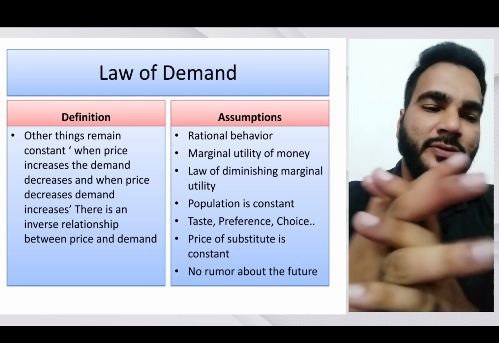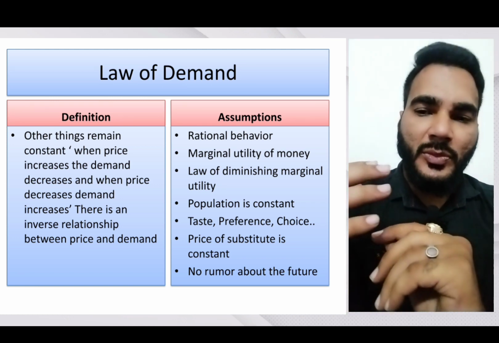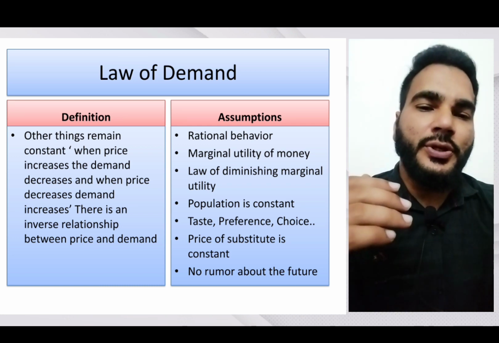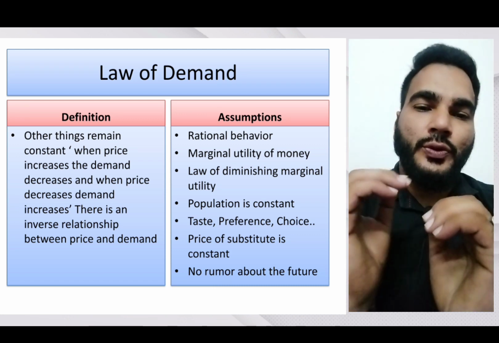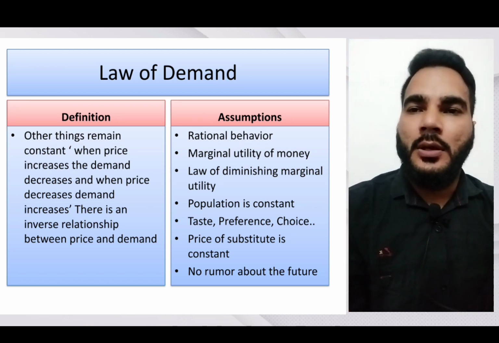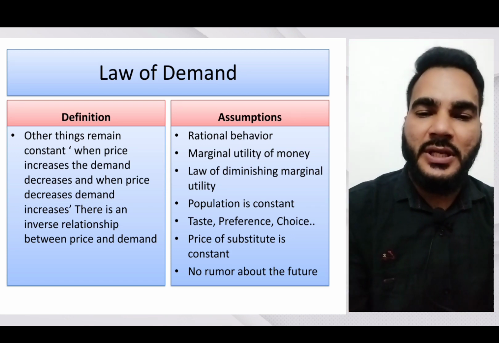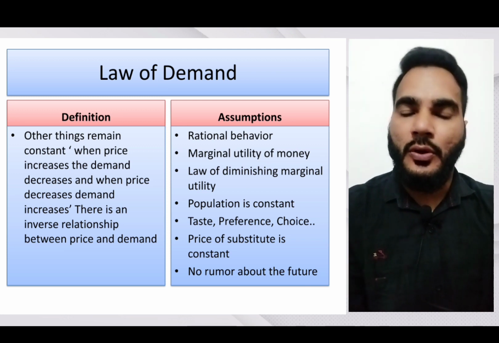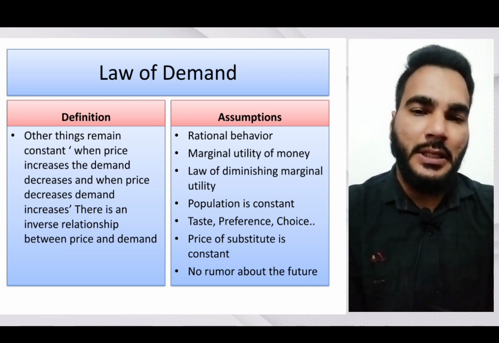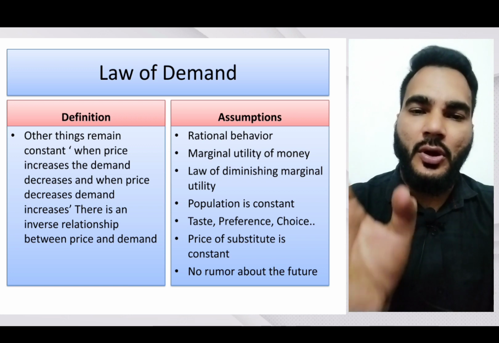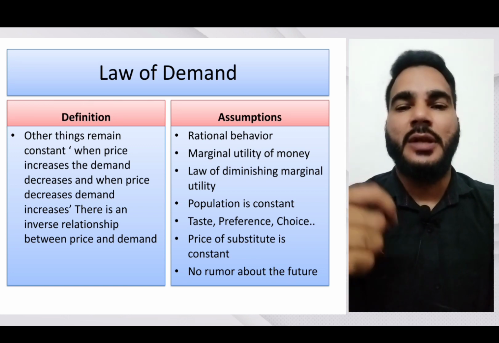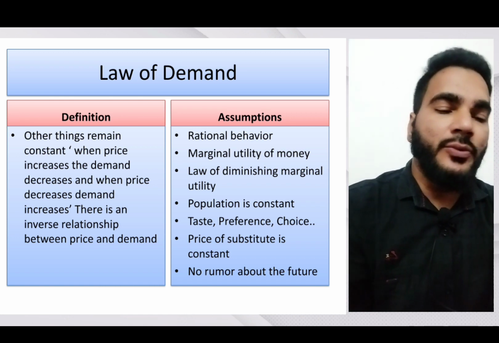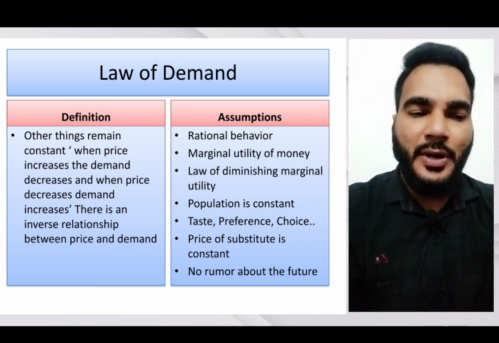Then we have prices of substitute goods. Now if the prices of substitute goods remain constant, like what substitute goods are. Basically we can take the example of tea and coffee as well. So coffee is a substitute of tea. This is the main assumption of the law of demand. We can also consider any two substitutes which can be used in either way. Then we have no rumors about the future.